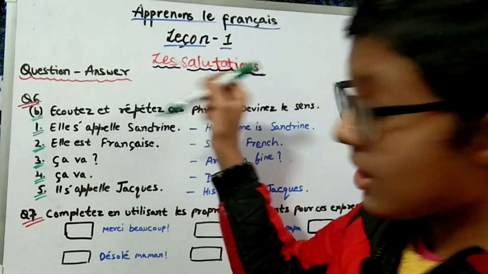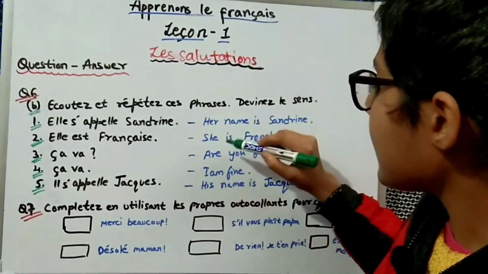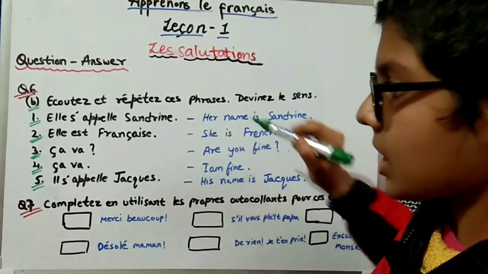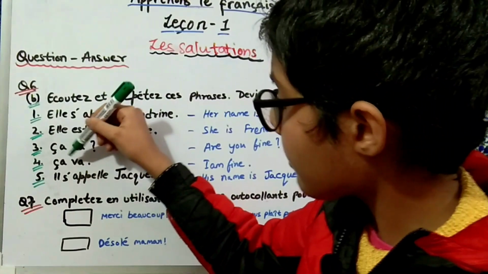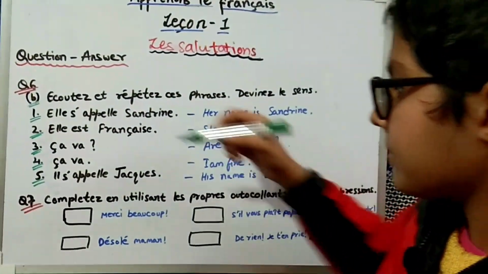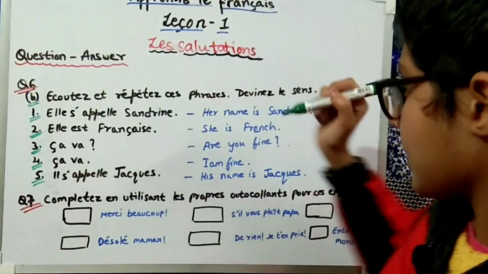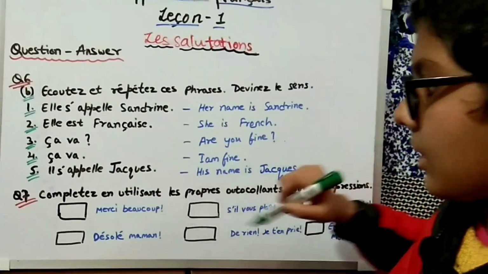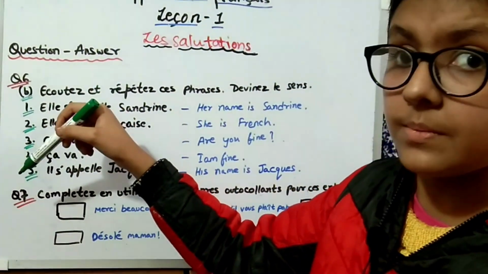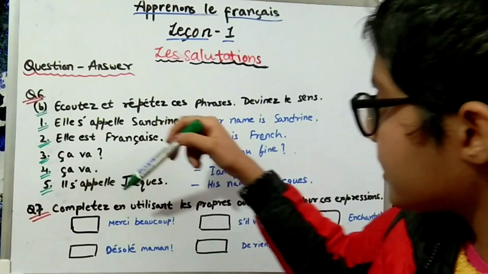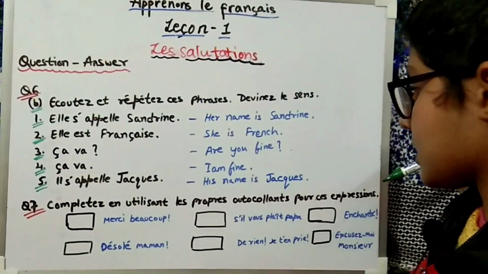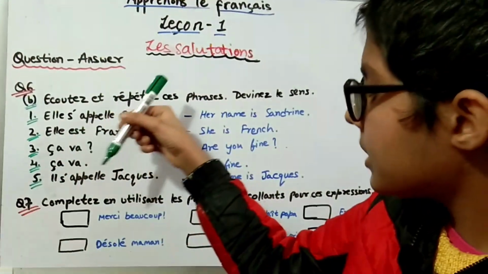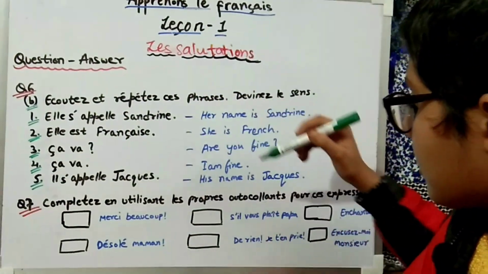Then Elle est française. So what do we mean by that? She is French. Ça va is are you fine? Ça va is I am fine. Il s'appelle Jacques. So his name is Jacques. Now coming to question number 7, which is complétez en utilisant les propres autocollants pour ces expressions, which means complete by utilizing the stickers.